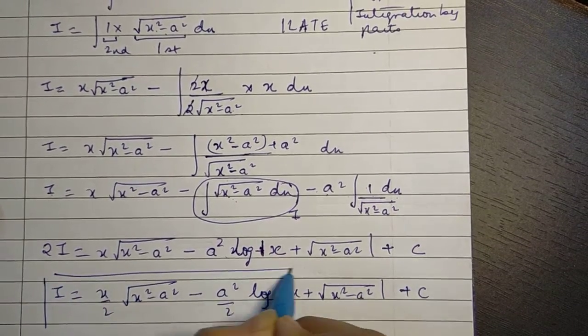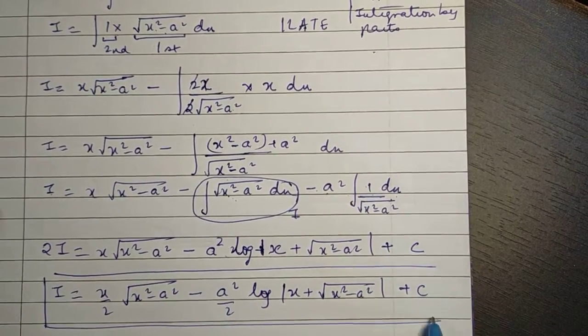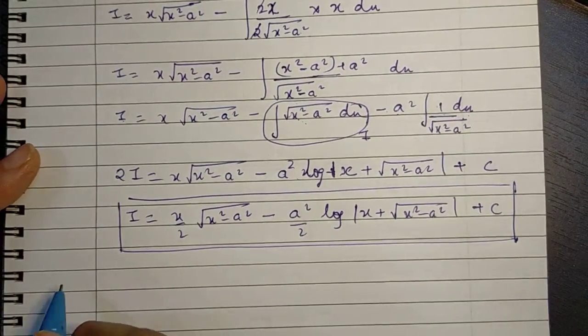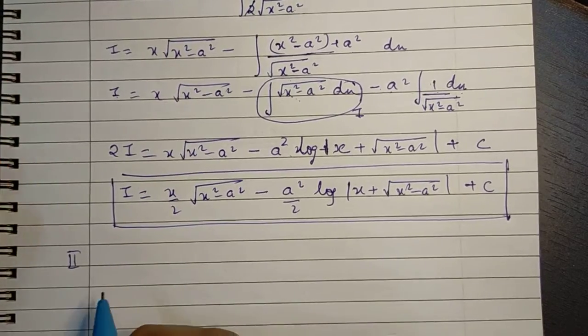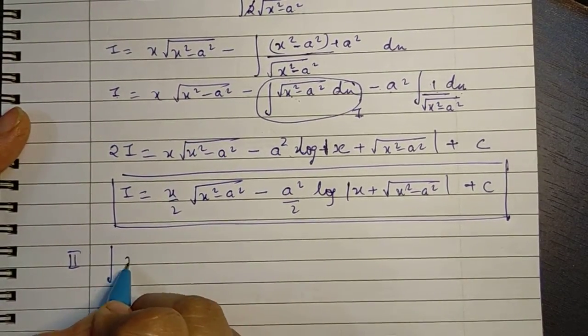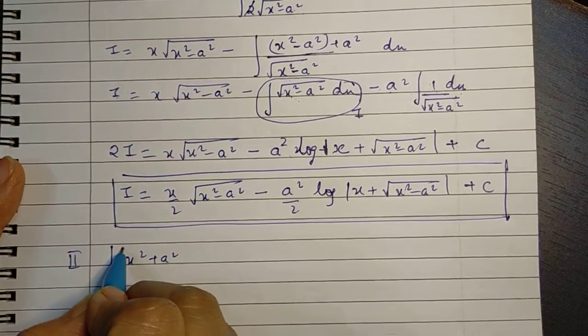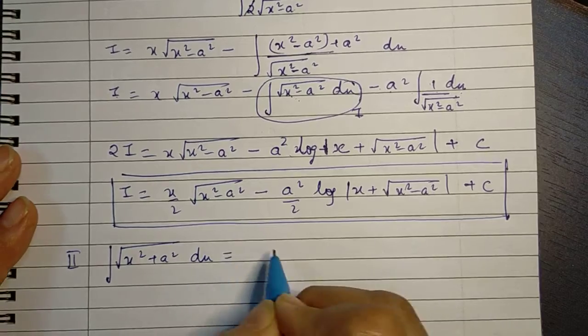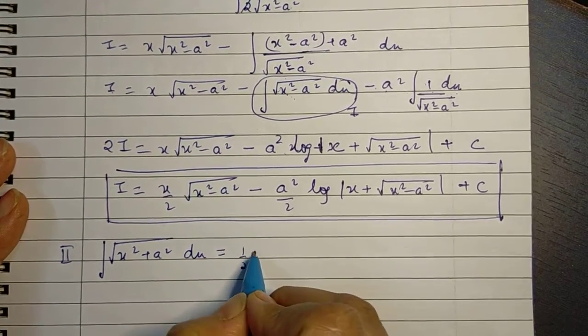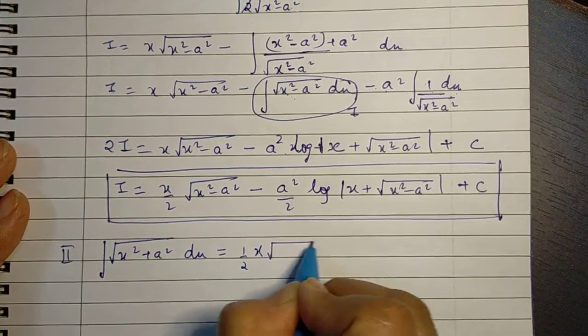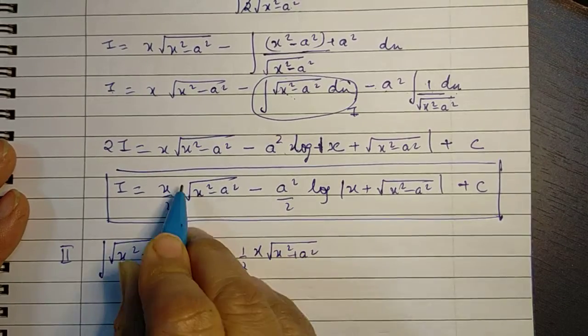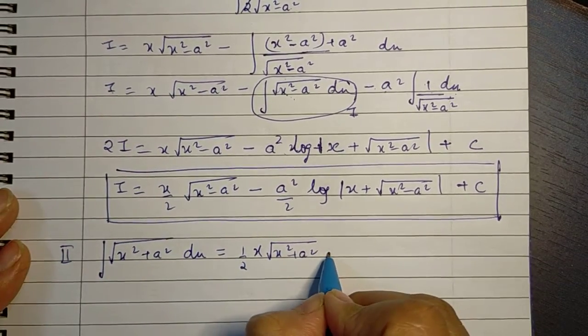Proceeding exactly on the same lines, we get the second result as integral of square root of x squared plus a squared dx will come out to be half of x times under root of x squared plus a squared, exactly on the same lines.